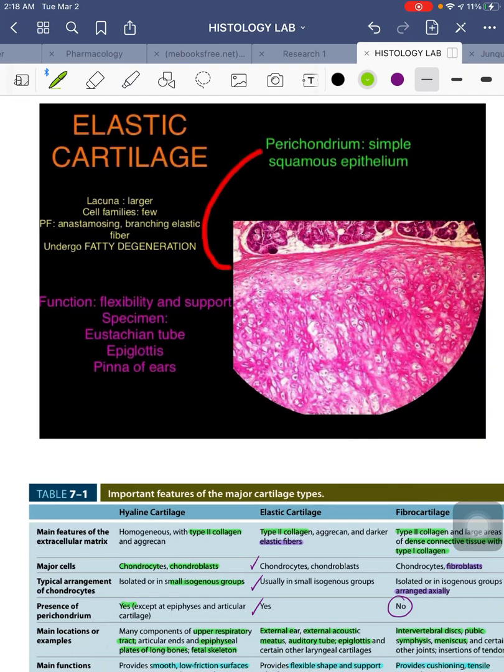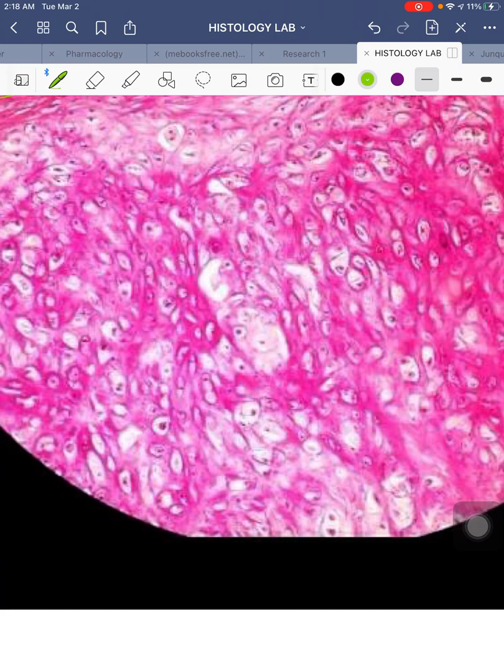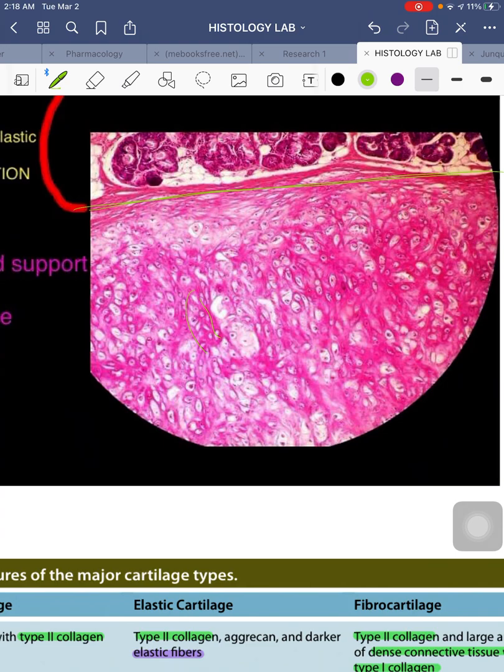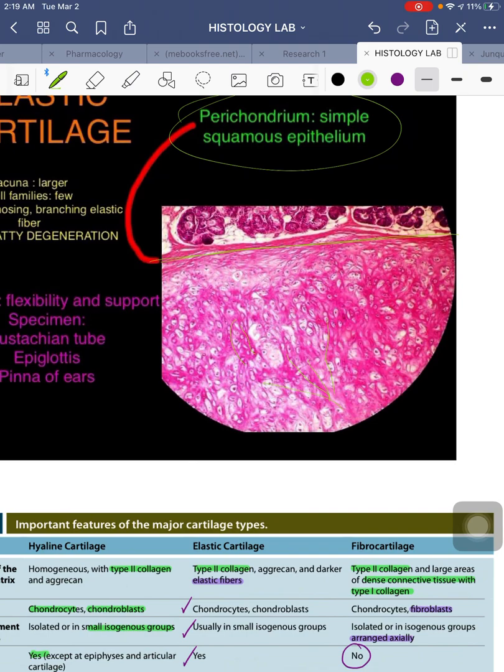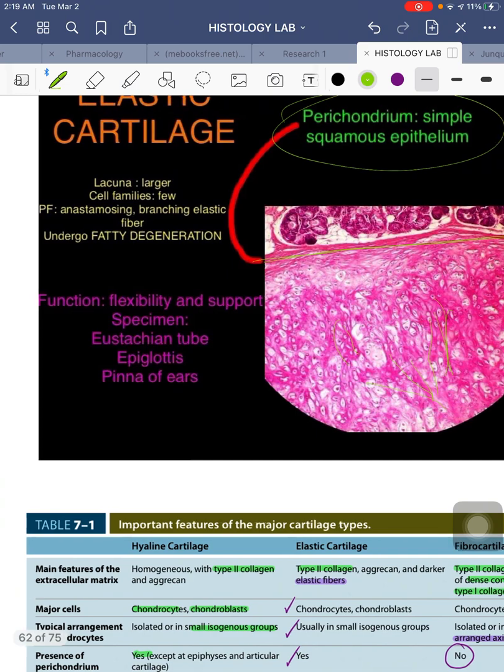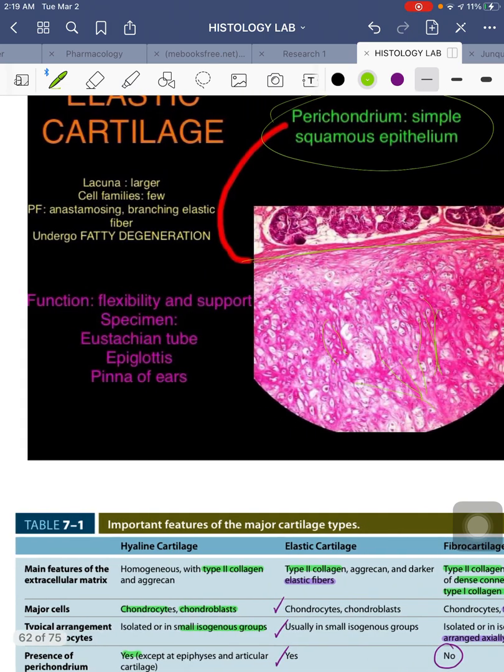The next one is your elastic cartilage. This one is still surrounded by a perichondrium. You see here, no? This is in the lab. What is particularly more distinguishing for your elastic cartilage is that they have dense or dark bundles of elastic fibers. You see some of these highlighted or extra dark areas, no? That's one way, according to Junqueira, where you can identify your elastic fibers better. And the cell families, the lacunae, are said to be larger.